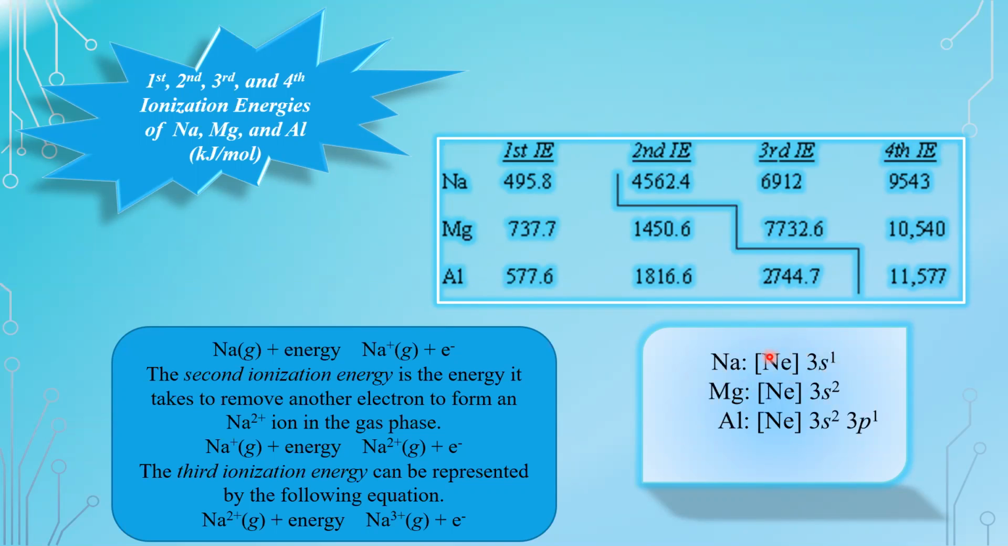So it's really very difficult to remove an electron from noble gases and to form Na2+ or Na3+. So the second ionization energy of sodium is very high compared to magnesium and aluminium. Whereas in the case of magnesium, after removing the first electron, it becomes 3s1, which is easy to remove. Hence the energy is not that high.